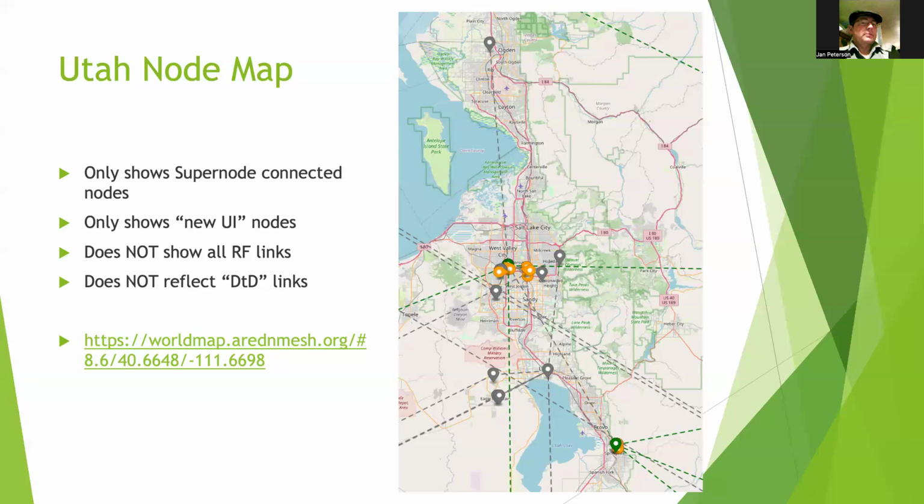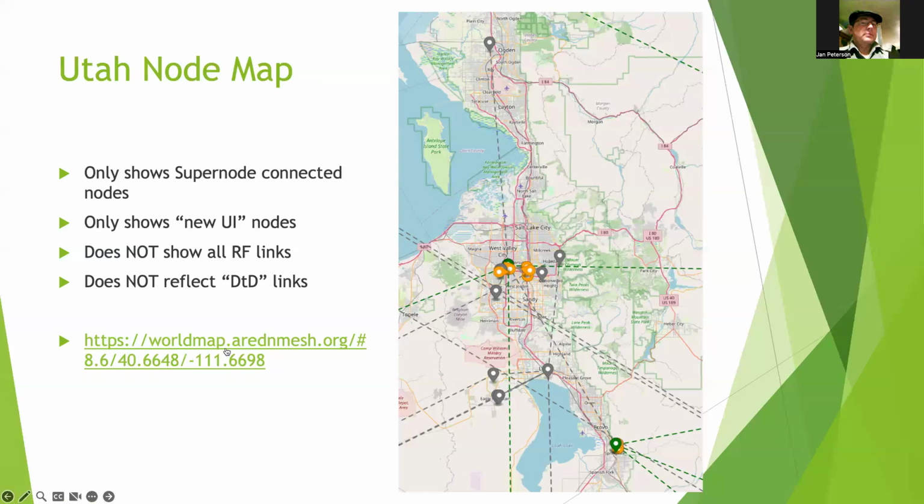So if you zoom in on somewhere, like if you zoomed in on my house, you'd see three nodes and two of them are connected via a wire. So there's no link shown between them, but you can connect to either one of them. And the other one is on an RF link. So you can actually see that RF link on the map.